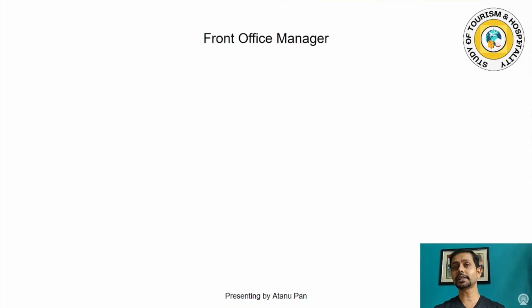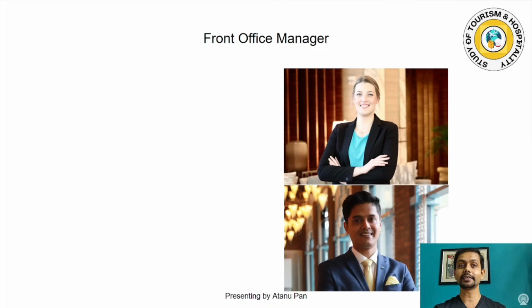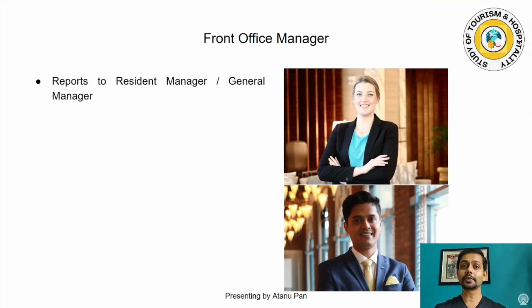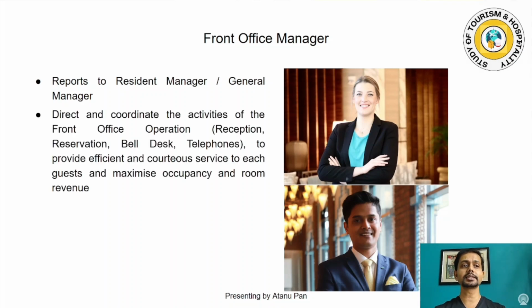The first one we have learned before. The first one which comes is the front office manager, who is heading the department. The front office manager reports to the general manager, or you can say the resident manager, depending on the property. Basically GM or RM, the role is the same, but the name is different. So the front office manager reports to the resident manager.